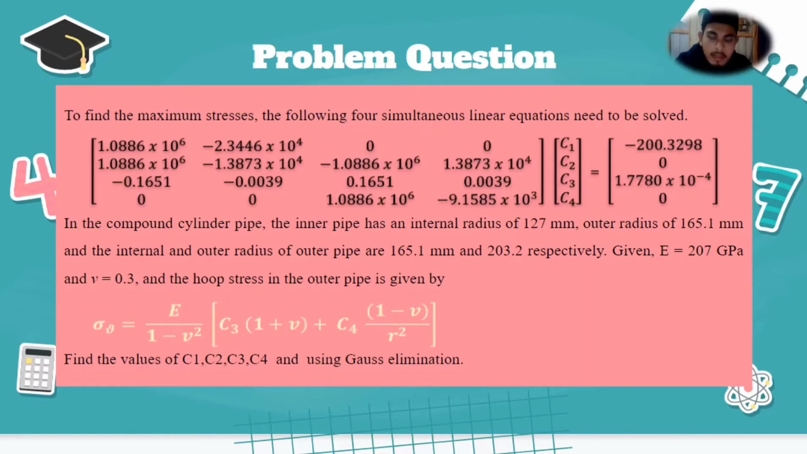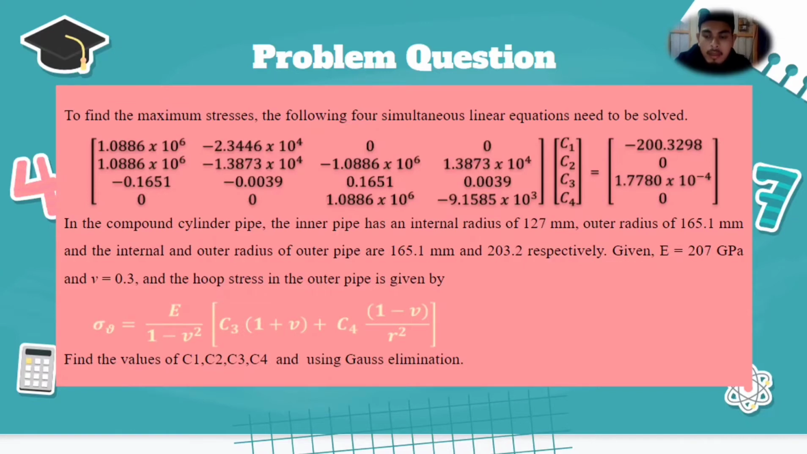Another data that will be given in our problem is in this compound cylinder pipe. The inner pipe has an internal radius of 127 mm, outer radius of 165.1 mm, and the internal and outer radius of outer pipe are 165.1 mm and 203.2 mm respectively.